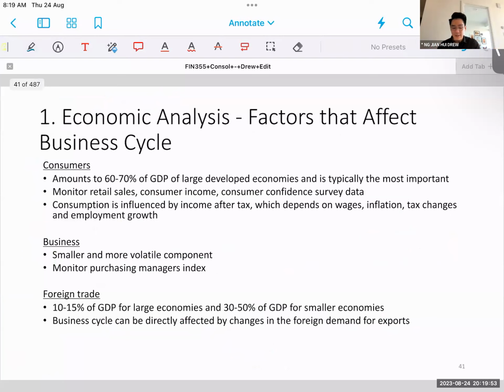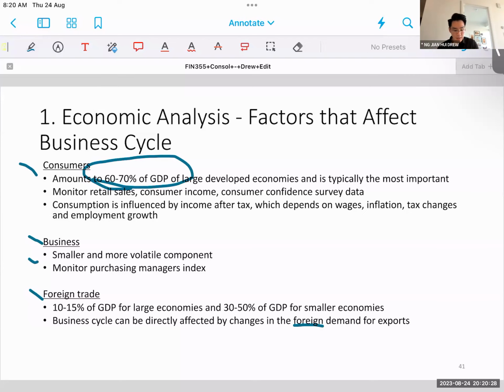Okay, so there are some factors affecting the business cycle. The main thing you realize is that there's consumer business and foreign trade. But you'll notice that 60 to 70% of it is attributable to the consumer. So as consumers, we really influence the business cycle that the country is in. Small businesses, of course, can affect it as well. And for foreign trade, we talk about net exports, right? What's the foreign demand?